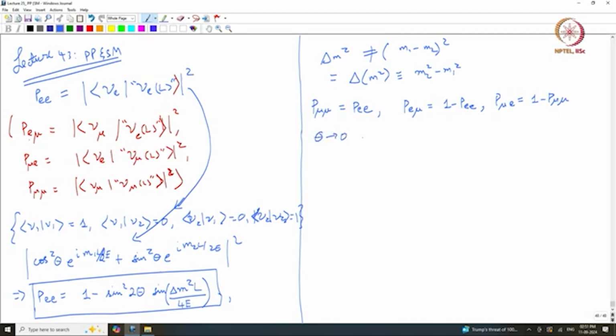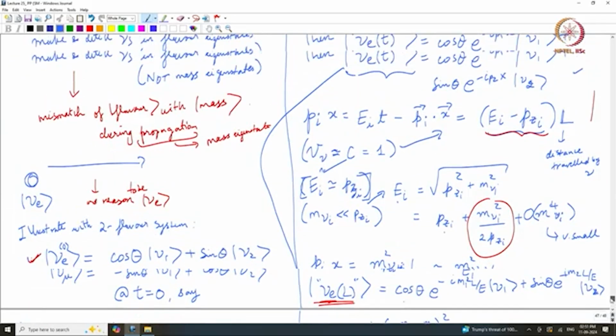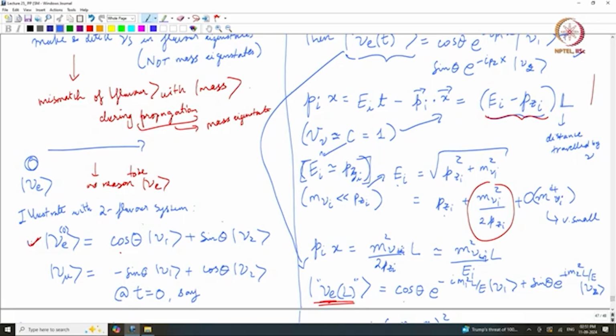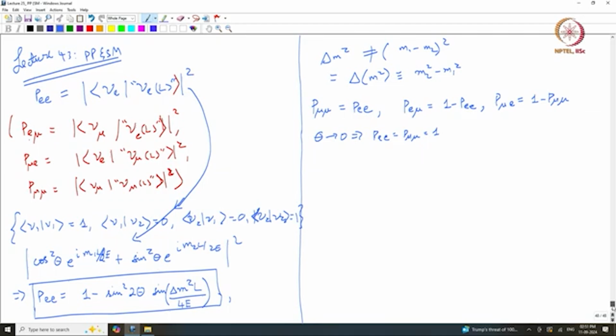That implies P_μμ equals 1, right. That is, if there is no mixing over here, then the flavor eigenstate is the mass eigenstate, that's all it means. So the propagation eigenstate is still the same, and at any point in time, any distance away from the source, you are going to recover it as the same flavor, right.